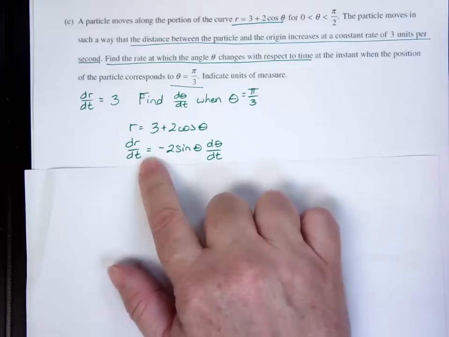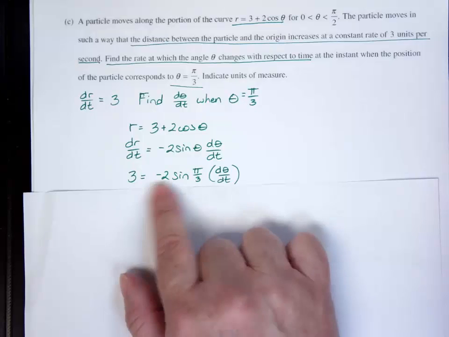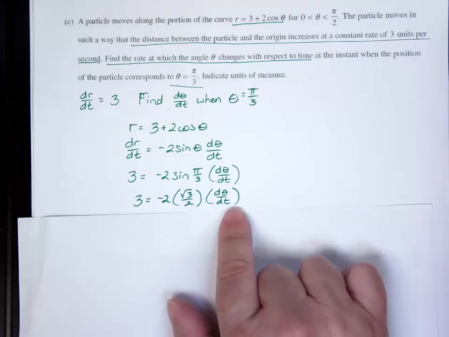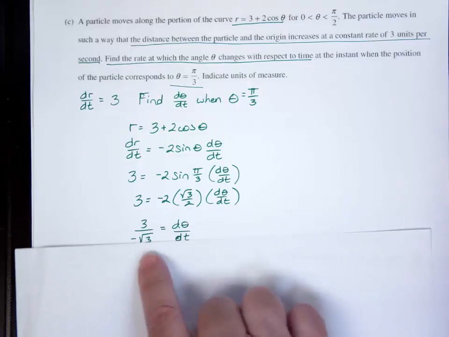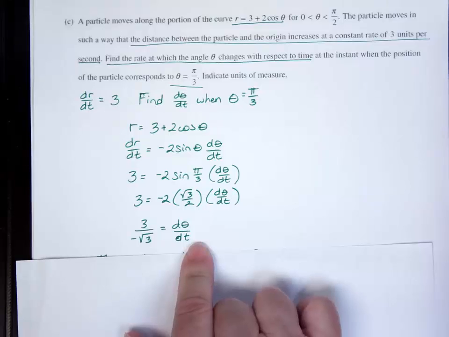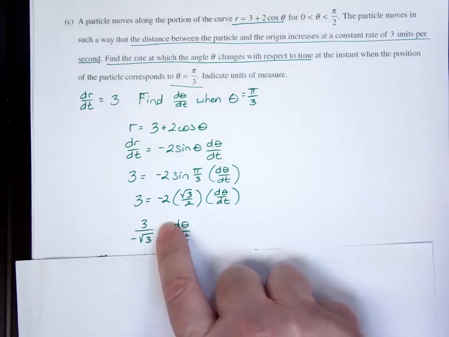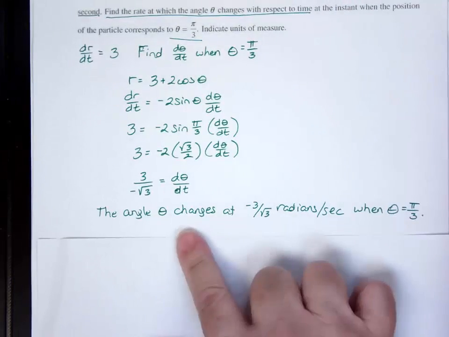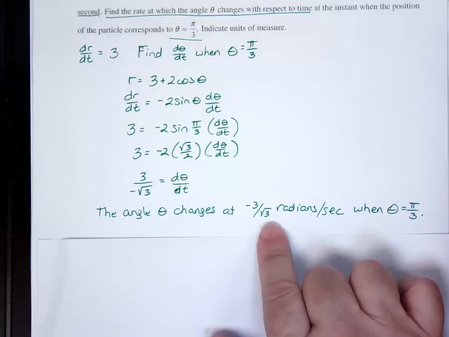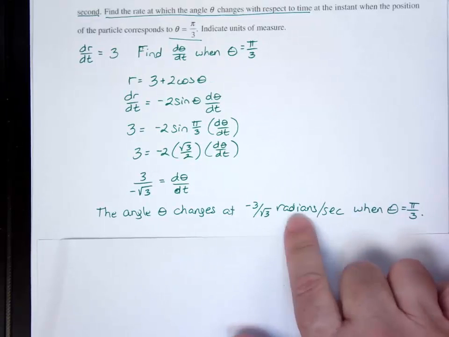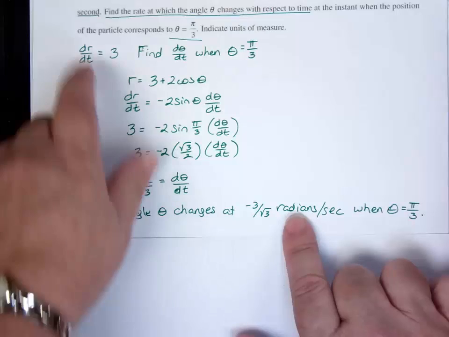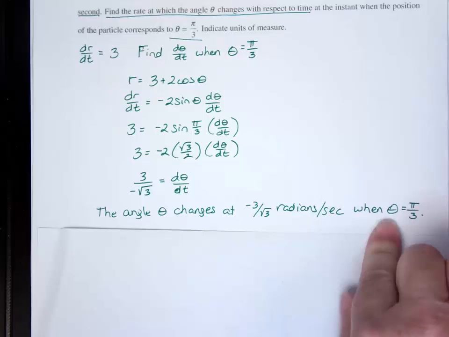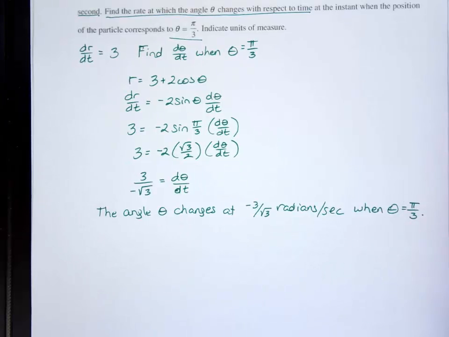Start plugging stuff in. 3 is dr/dt, π/3 is θ. Do the math. Solving for dθ/dt, you get 3 over negative radical 3 is dθ/dt. Now what you could do is just squeeze a label in there, but I went ahead and wrote a sentence. The angle θ changes at negative 3 over radical 3 radians per second. Because it's an angle, it's got to be radians, and the unit of time that's given is seconds, so it's radians per second when θ equals π/3.